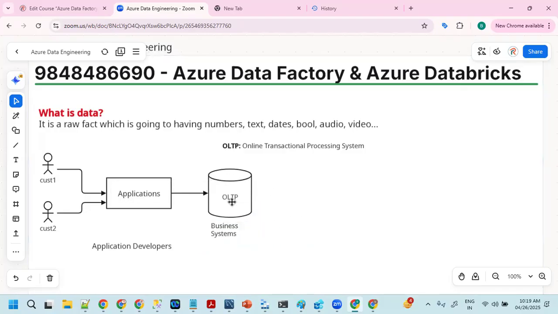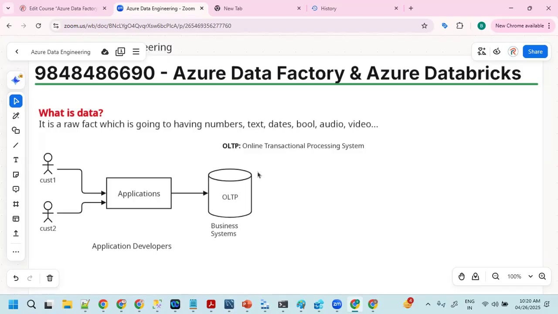How this system is designed is out of the boundary for us. Purely database developers and database architects take care of designing the system, along with application developers, I mean Java developers or .NET developers. Any application developers can design these applications to communicate with the database.